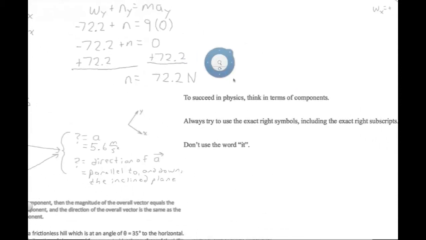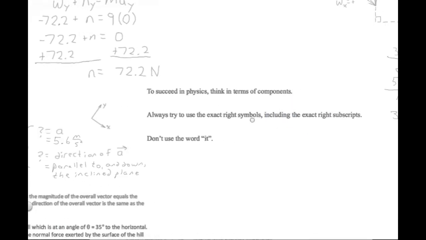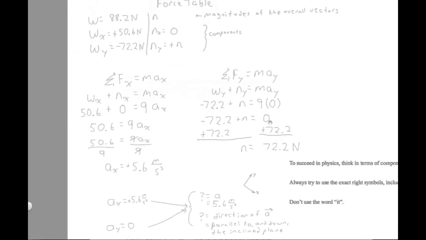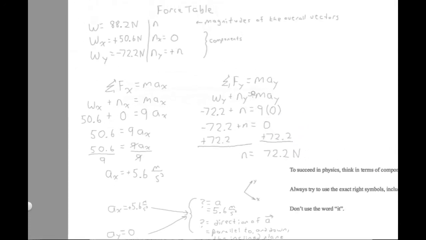So that's a great example again of how it was crucial here to think in terms of components. Always try to use the exact right symbols, including the exact right subscripts. So be tough on yourself there. Take a look at your own scratch work and just check if you're using the same exact symbols in your scratch work that I'm using. Be tough on yourself, and the payoff from that will be, as you get better at using the exact right symbols, your physics skills will develop and deepen, and you'll be able to attack harder and harder questions.